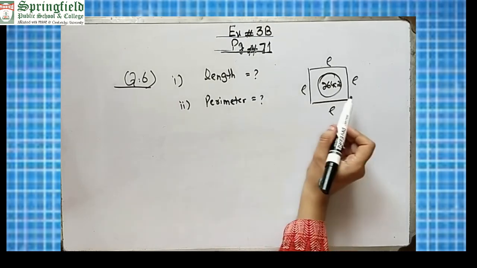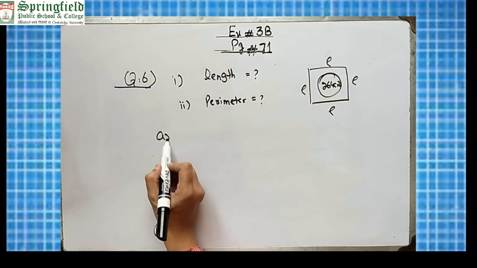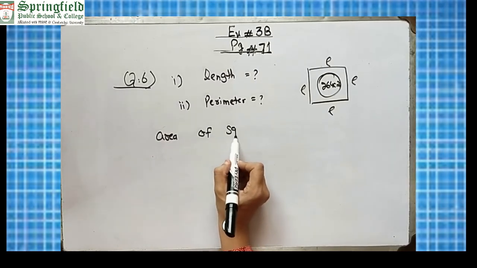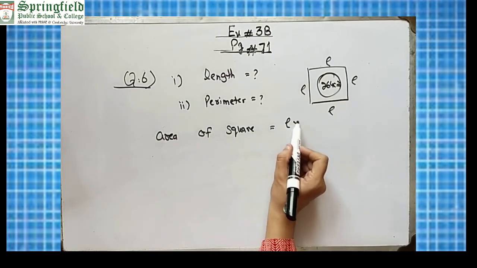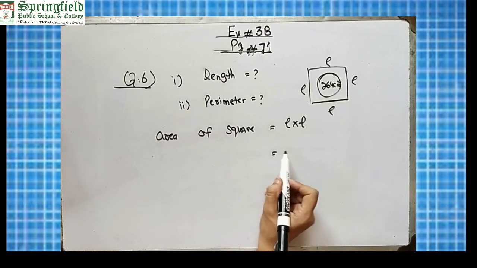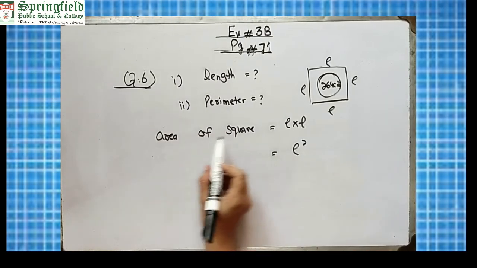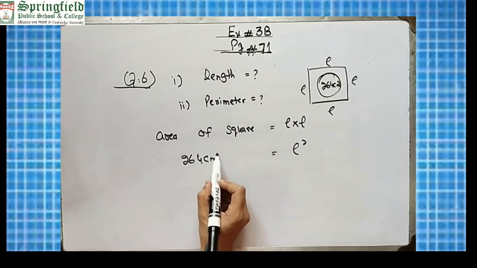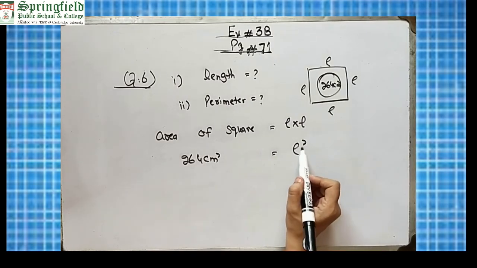Now, how can we find the length as the area is given? First we will write the area formula. Area of square is equal to length multiplied by length, so it will become length square. Okay. Now the area of the square is given, write 264 centimeters square, and we are finding just L.